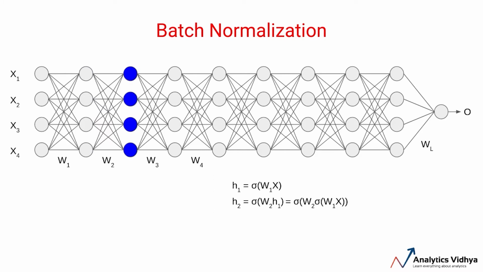Similarly, we calculate the second hidden layer activations, which is the dot product of W2 with the first hidden layer activations H1. And then we apply the activation function on that. We will continue this step till we get the output, which is the dot product of WL with HL-1.